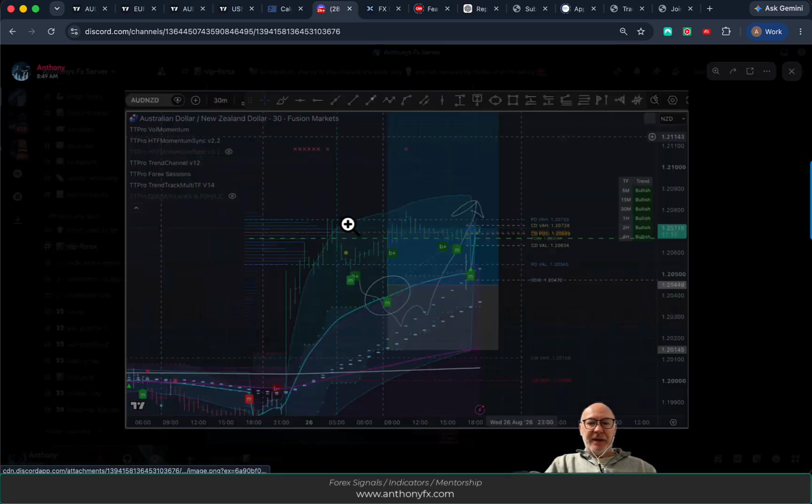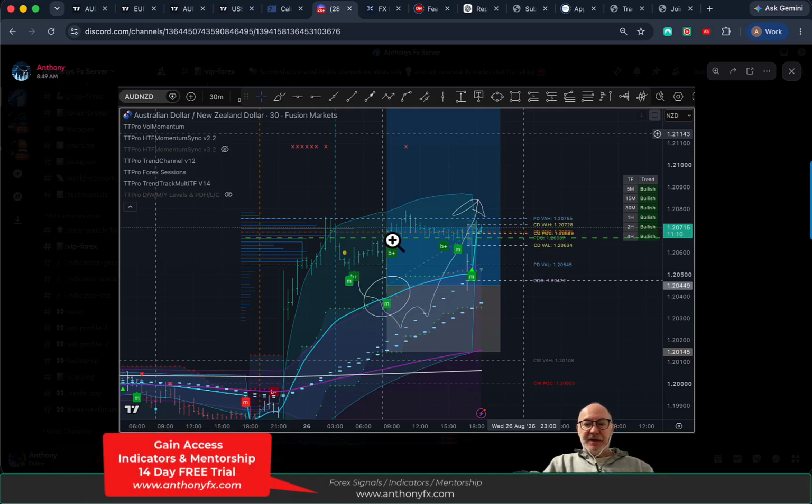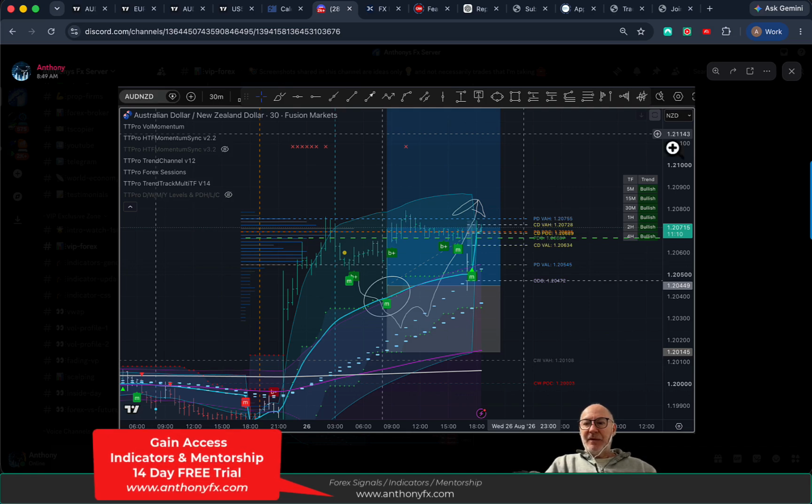Aussie New Zealand, we had a nice pullback down in here, so that was yesterday into the New York Open, so we were looking for this to pull back and give us a green signal. You can see the wiggly line that I drew. There's the alert, so that's a nice outcome. You could close partial profits here.